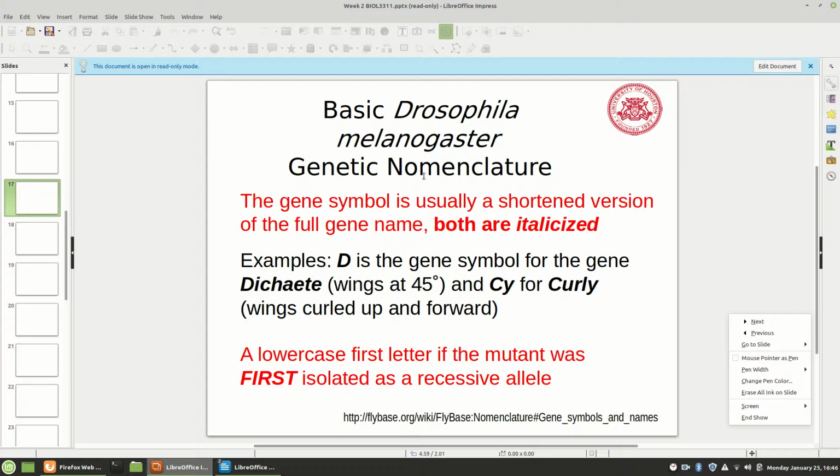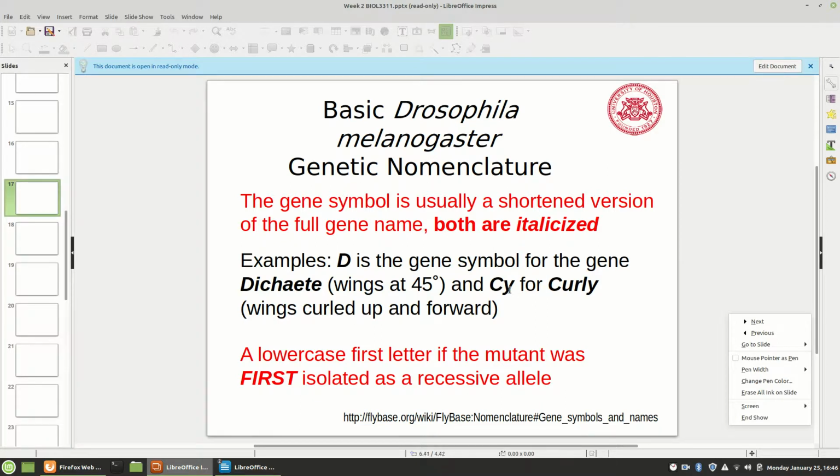Nomenclature. This will get you points counted off on your writing assignments if you don't get this right. So don't forget this when you're writing. All right, the gene symbol, so like big P or little p, as we were talking about, is italicized. So the gene symbol is a shortened version of the full gene name. Here, this is dikeet, whose abbreviation is D, but realize they are italicized and capitalized, at least in this case. So keep that in mind. You have to get this just right.